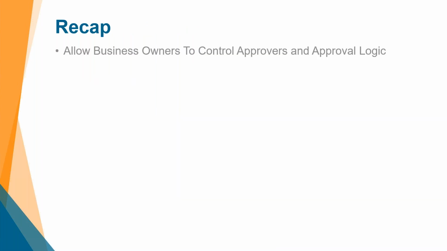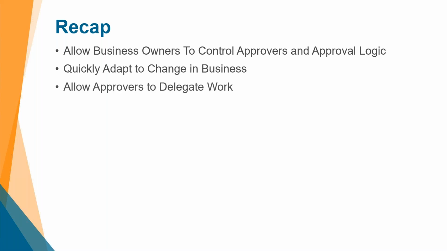So a little bit of a recap here. Again, what workflow approval management really allows us to do is now move that power into the business unit owner's hands for that entire logic for who the approvers are and what the approval process might look like. Allows you to very quickly adapt to some of those changes without getting your system administrator involved, without system resets. That all happens naturally as soon as those changes are made. And it really allows those approvers to delegate their work.